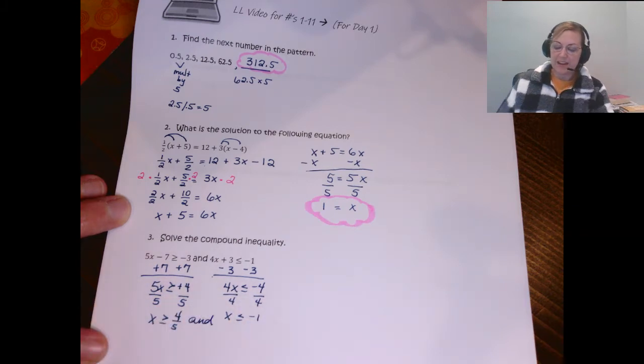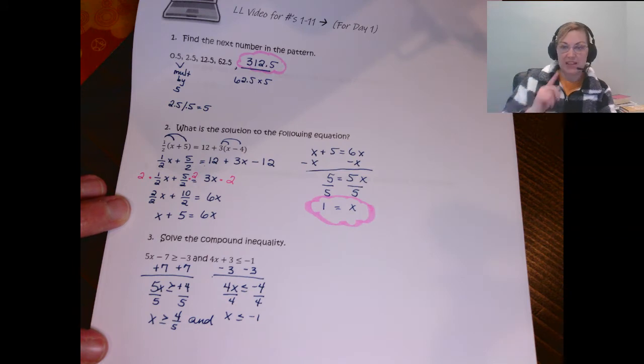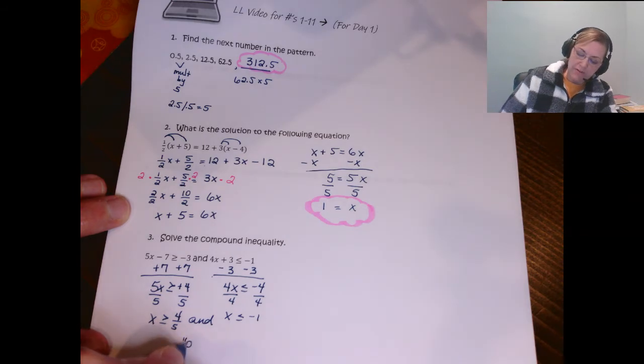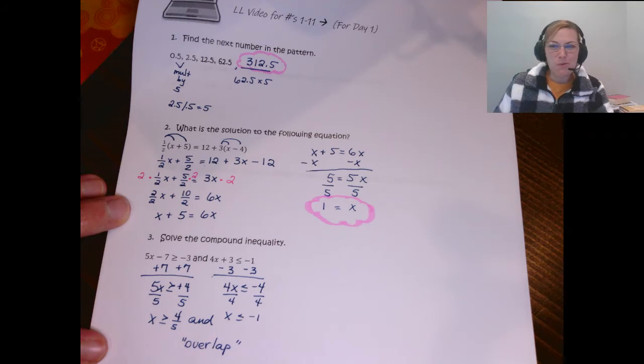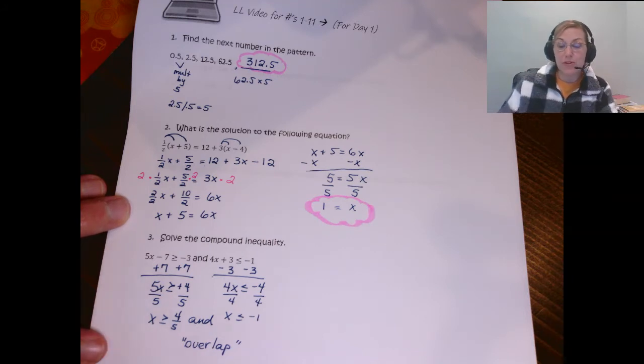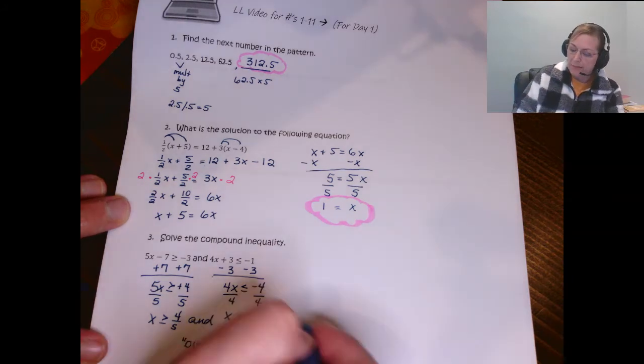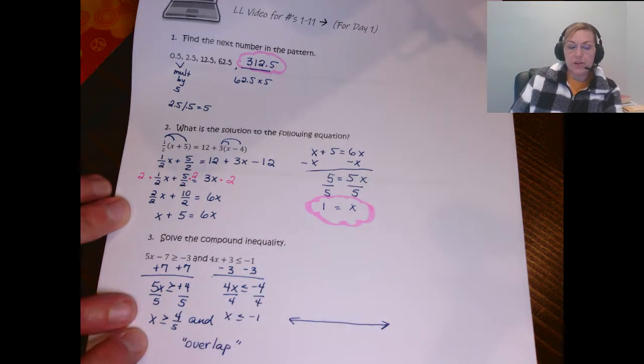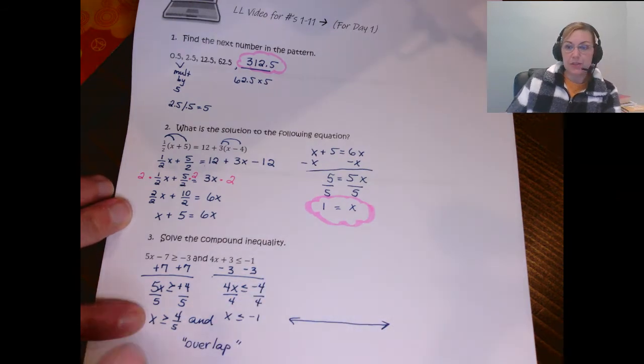And don't forget, this is an and statement. That's going to be important, because when we have and statements, we are looking for the overlap. Well, you might say, what are you talking about, overlap? Let me show you on the number line. On the number line, I'm going to graph x is greater than or equal to 4/5.